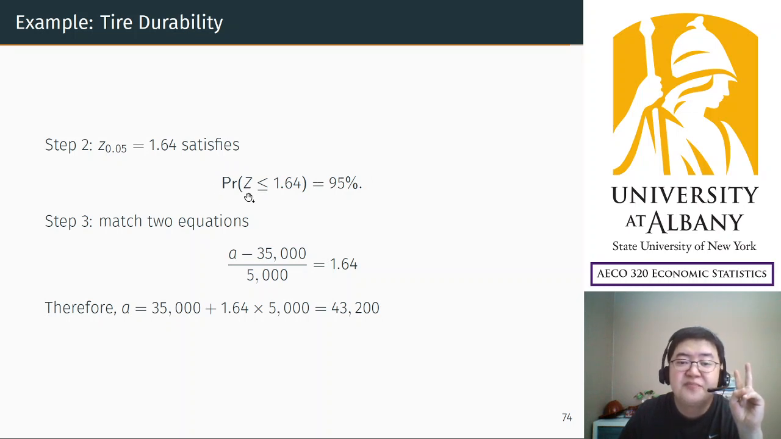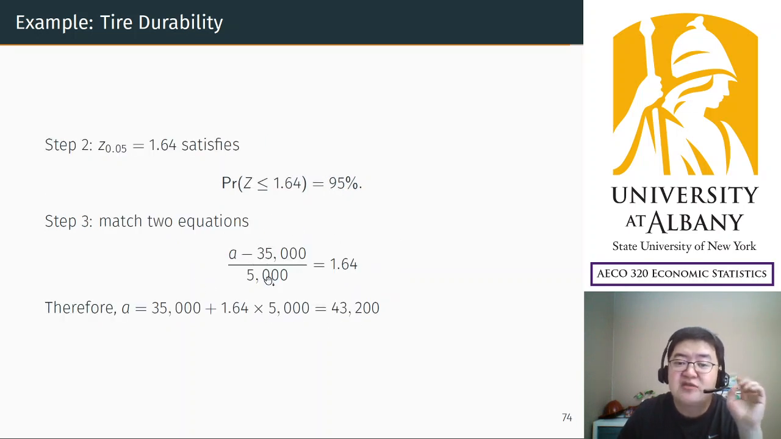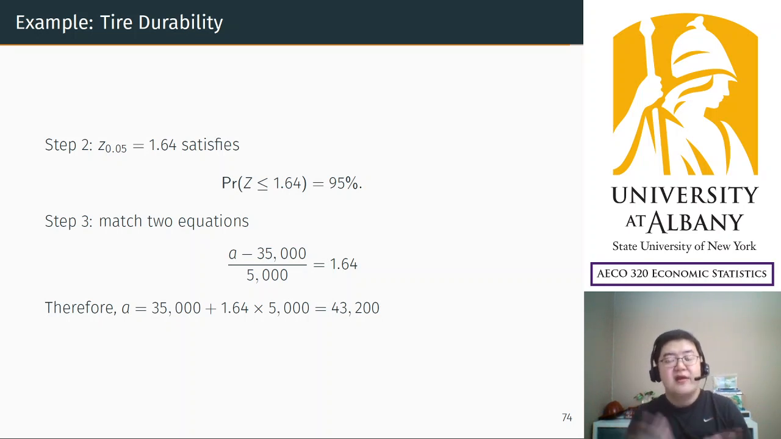Then finally, match this equation to this equation, right? So the standardization of A equals 1.64. Then it is easy to solve for A. A equals 43,200 miles. This is how we utilize the standard normal distribution to calculate percentiles or top certain percentage values for a non-standard normal distribution.